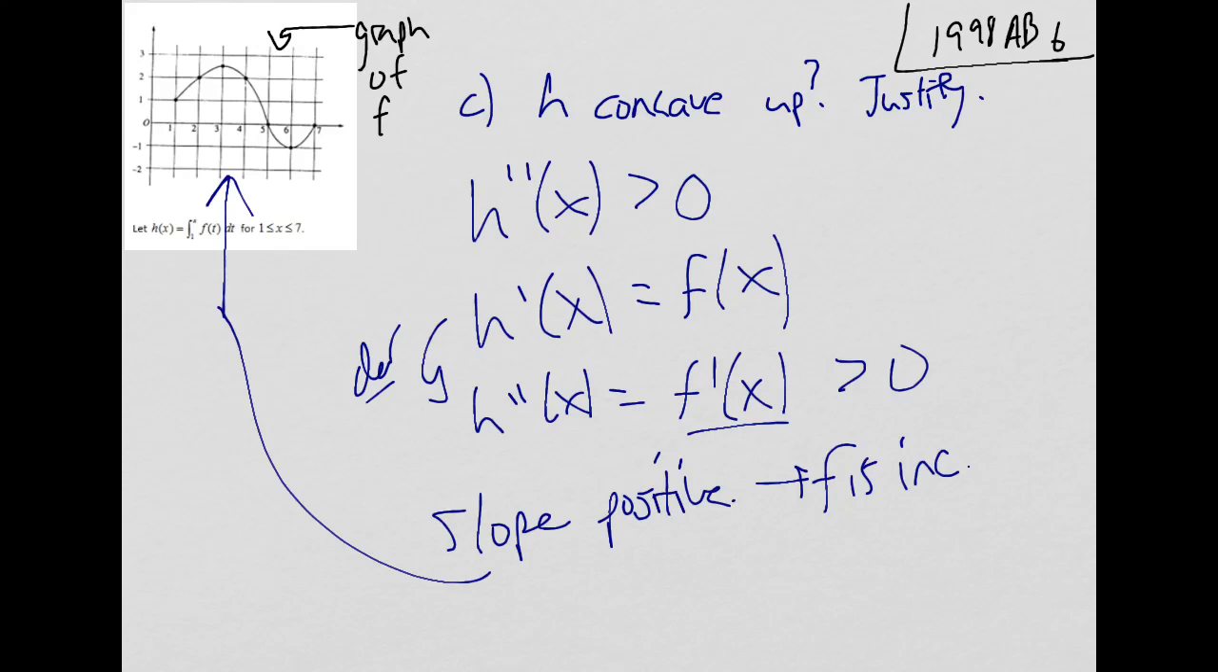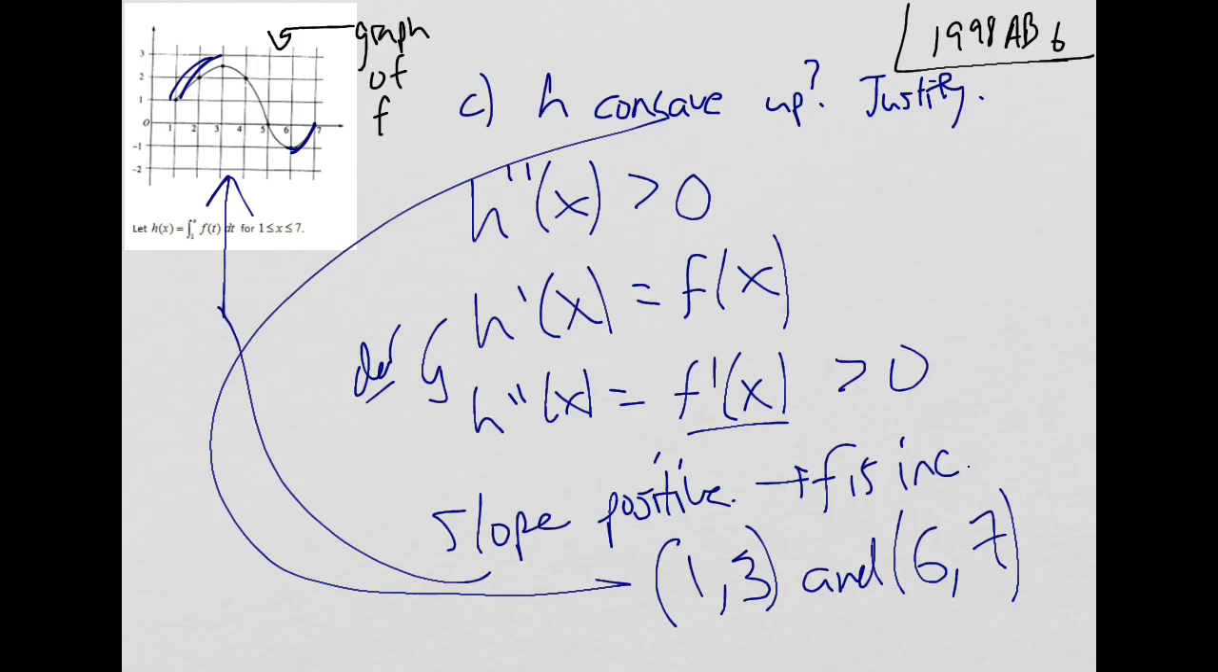So f is increasing. Well, clearly that happens from here to here, and then again from here to here. So my two intervals are from, not increasing at 1. It starts increasing just after 1, and then up until 3 non-inclusively. And then it decreases for a while, and then it starts increasing again at 6, and then goes to 7. So these are my intervals for which h is concave up.